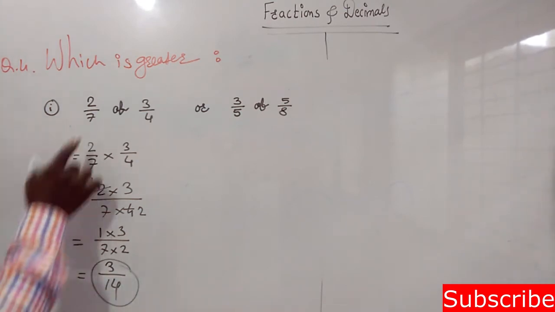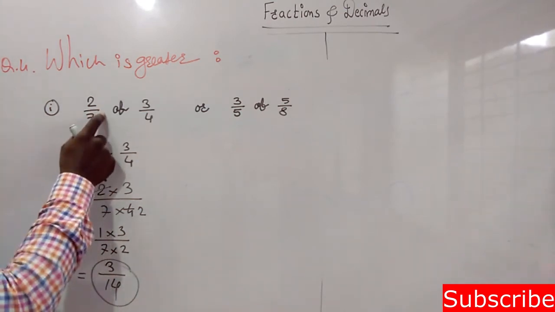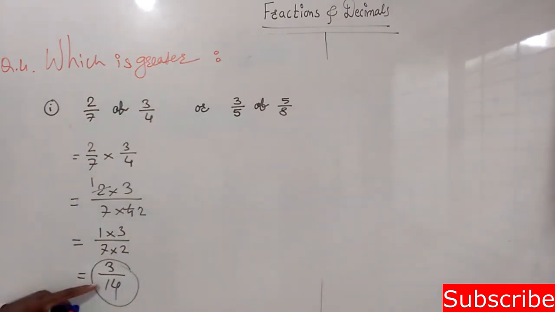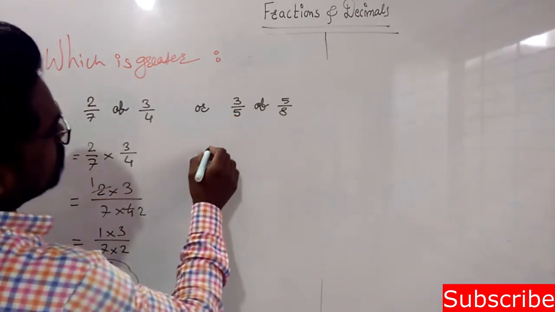So 3 by 14 is the answer of this question. 2 by 7 of 3 by 4, the answer of that is 3 by 14, no problem. Now solve on the other side.